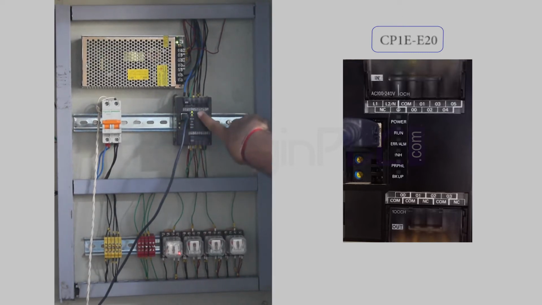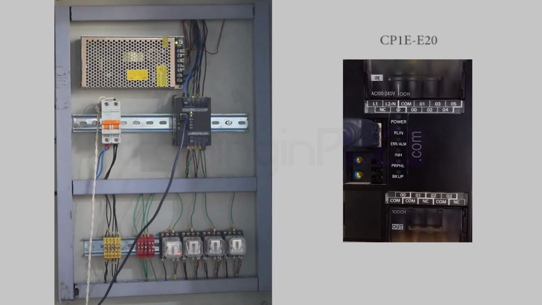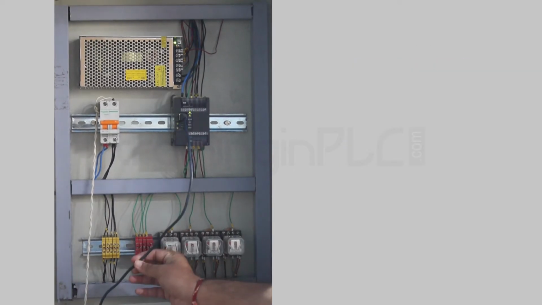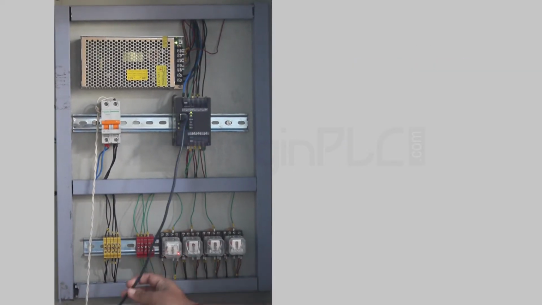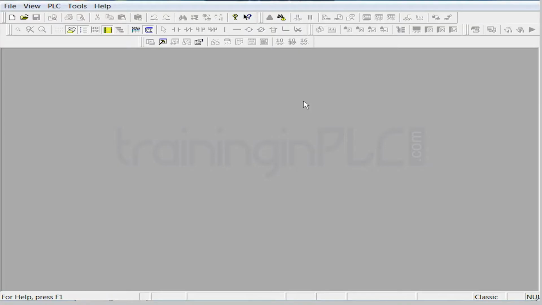Here you can see the power indication. Whenever the power supply is given to the PLC, this power indicator will be on, and here you can see the run. When your PLC is in run mode, we can see the run indicator. Then this is the error. When there is an error or anything wrong in the logic of the program, it will show the error light. For interfacing this PLC, we are using a USB cable to transfer your program from PC to PLC. So this is the cable we are using to transfer.